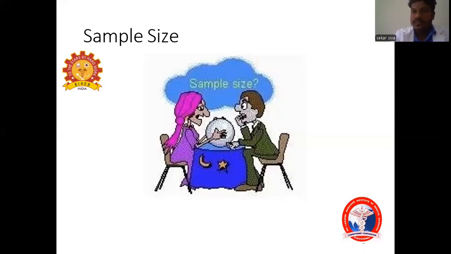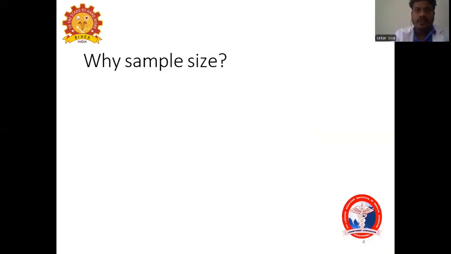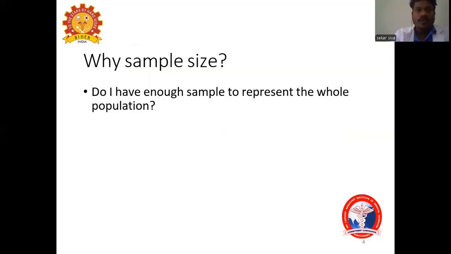So in this session, we are going to learn how to calculate the sample size and what different types are available in sample size calculation. So why sample size? Do we have enough samples to represent the whole population or not? We are going to research on a subset of a population. So the sample is a subset of the whole population.